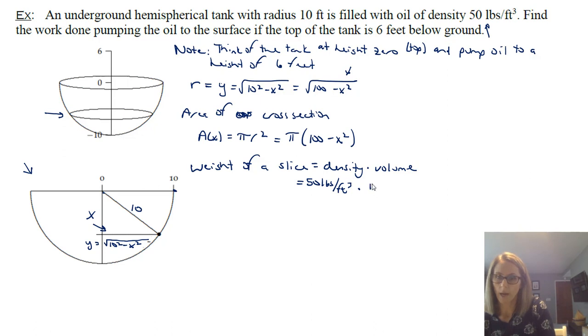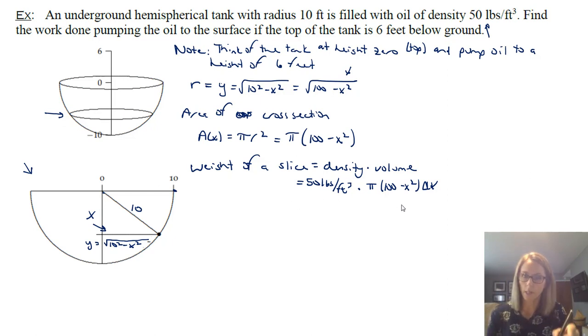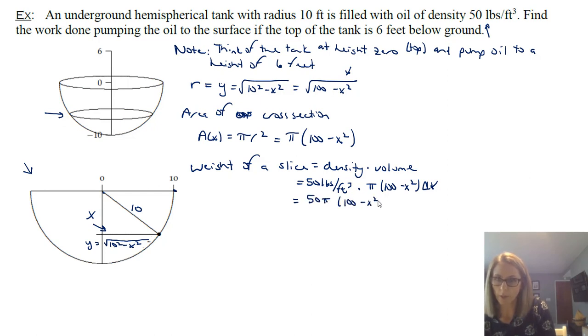We have the pi times (100 minus x squared), and then times the height of each little piece. So that will be our delta x. And our volume there is in the same thing, that idea of feet cubed. So we end up, and you can write this in a couple different ways here, but we end up with 50 pi times (100 minus x squared) times delta x. I don't have my integral yet. Okay, so that is the weight of each slice. And then we're basically just going to integrate it here.